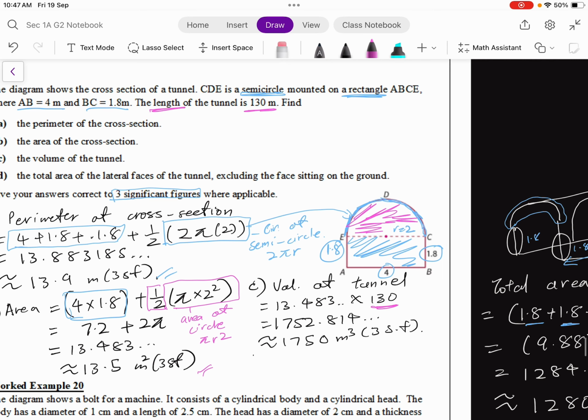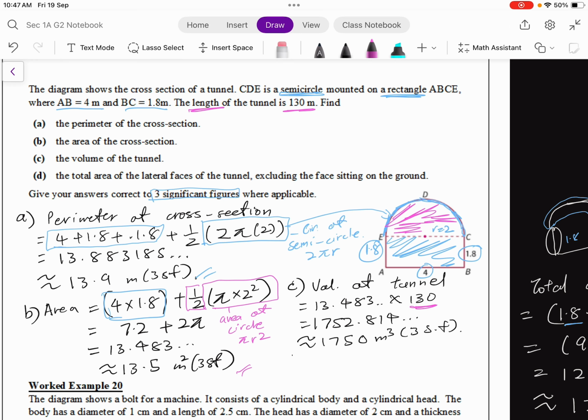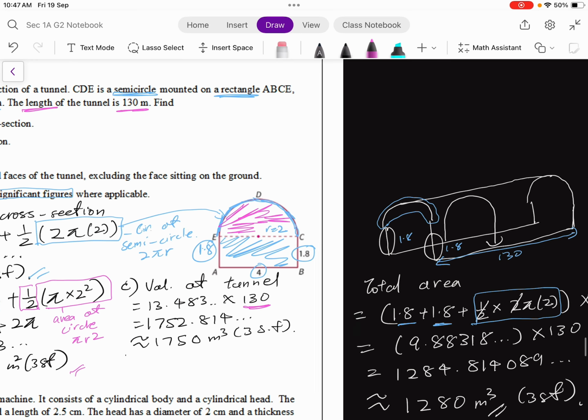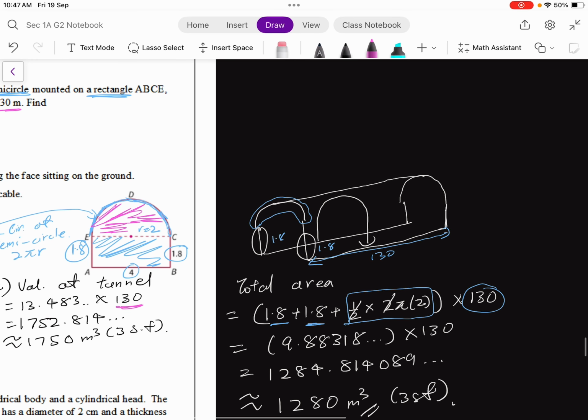Now we want the total area of the lateral face of the tunnel, excluding the face on the ground. So we just don't want the bottom. Imagine you stand in the tunnel and you look from here all the way here. We want to find this curved surface area, which is the same shape as this one. So I need to find the length here, and the length of this curved semicircle, which we all have, right?